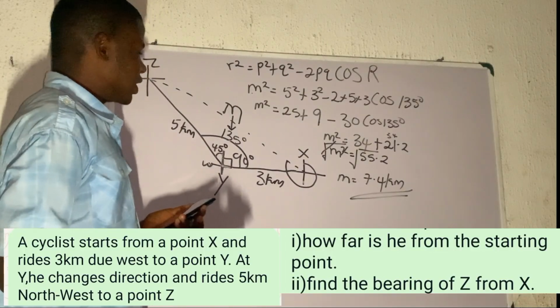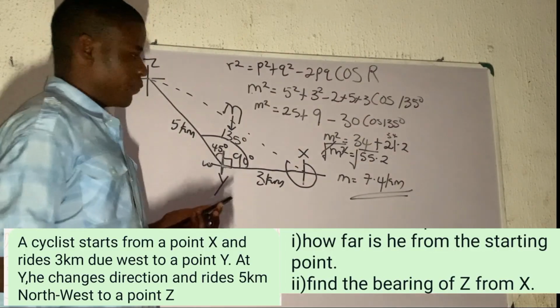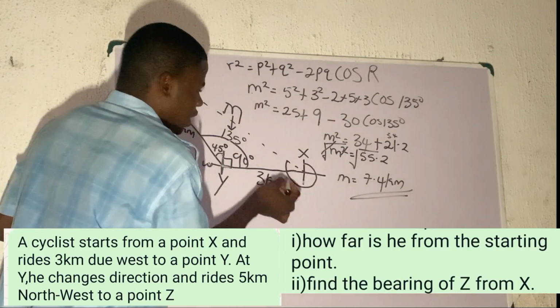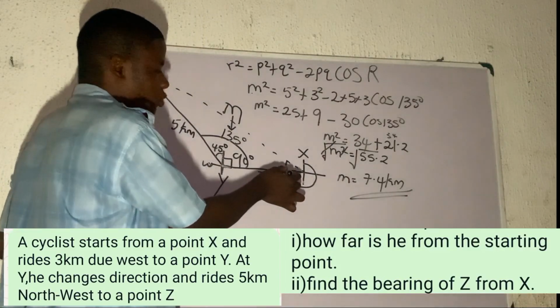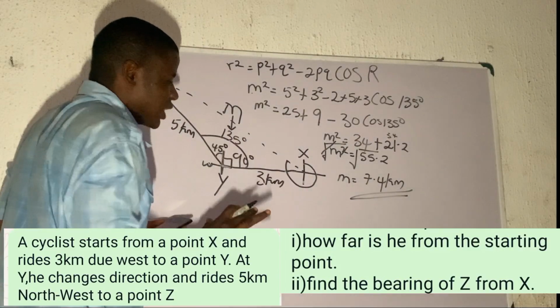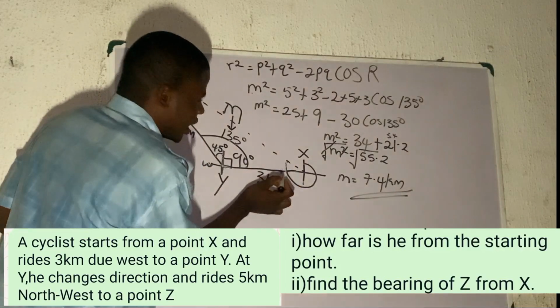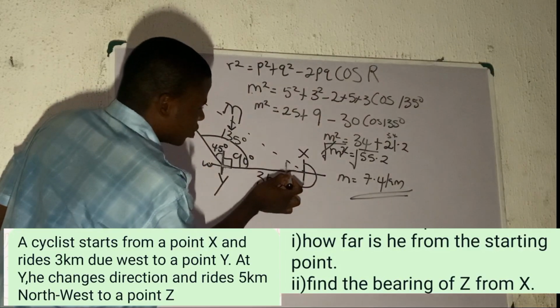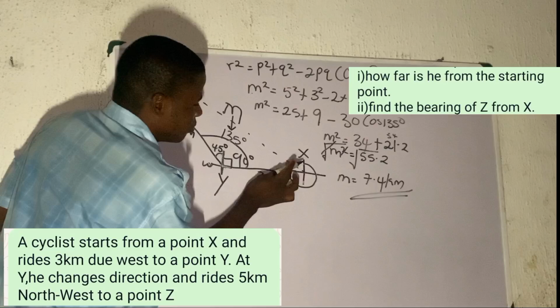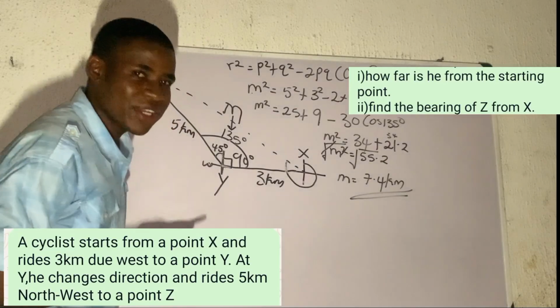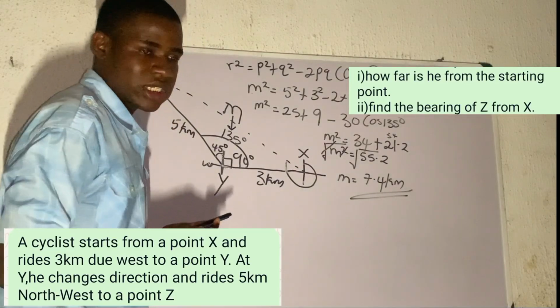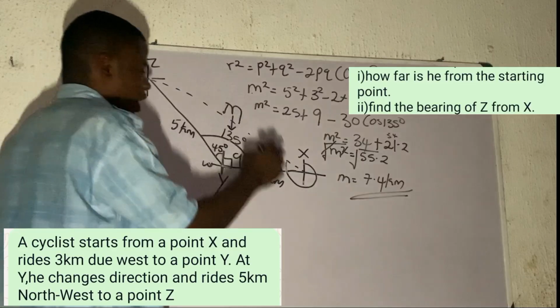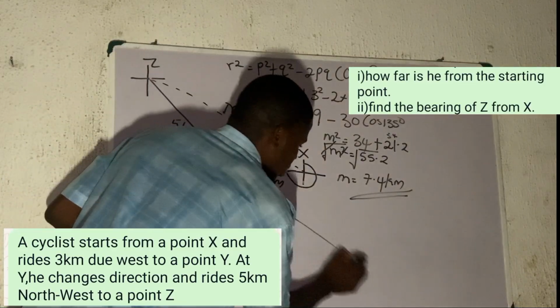So listen, when I look at it, it's actually very simple. I know that from here to here has to be 270 degrees. The only place I don't know now is this smaller angle. When I get this smaller angle, I can just do 270 plus this angle, and it will give me the bearing of Z from X. Does it make sense?